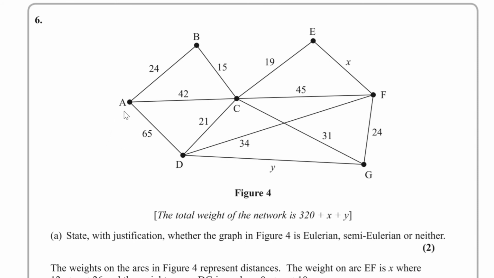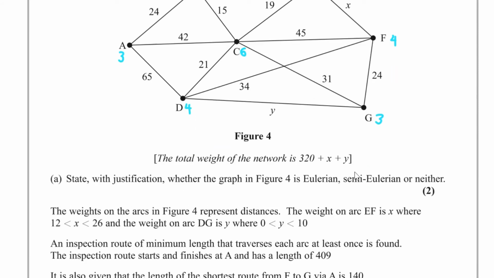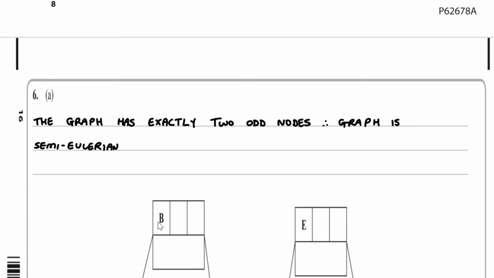Here, we've got 3. Here, we've got 2. Here, we've got 4. Here, we've got 2. Here, we've got 4. Here, we've got 3. And here, we've got 6. And what you'd find is only A and G have odd order, and therefore we can conclude the graph has exactly 2 odd nodes, and therefore the graph is semi-Eulerian.